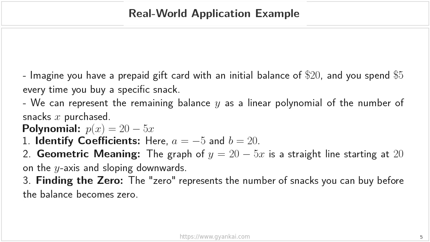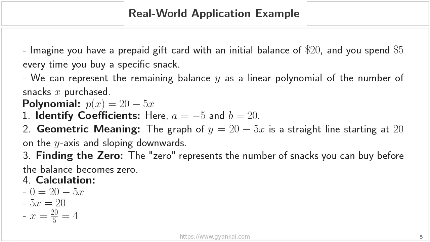Now, here is the most important part, finding the zero. In this context, the zero of our polynomial represents the exact number of snacks you can buy before your balance hits $0. To find this value, we perform a simple calculation. We set y to 0, which gives us the equation 0 equals 20 minus 5x. To solve for x, we first move the 5x term to the left side, resulting in 5x equals 20. Dividing both sides by 5, we find that x equals 4.